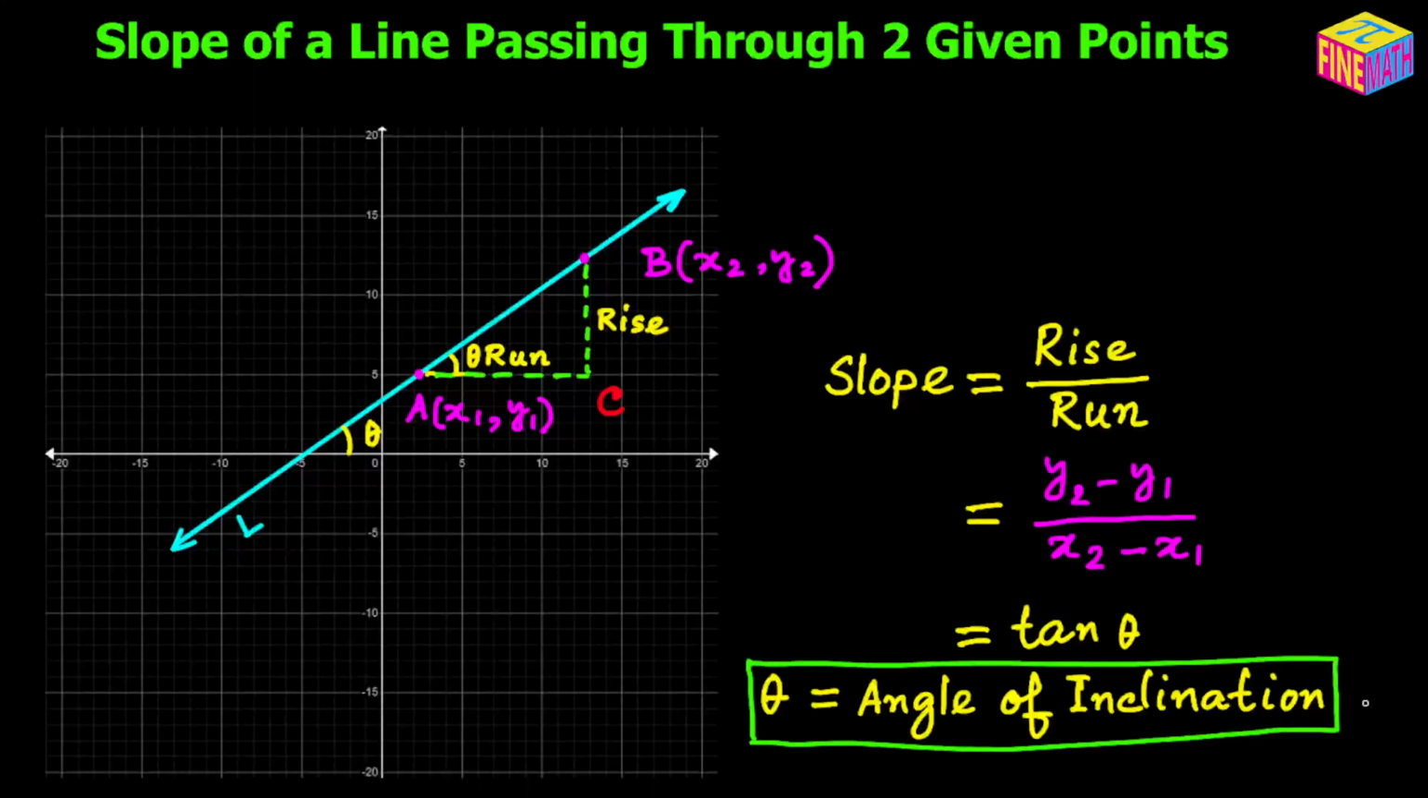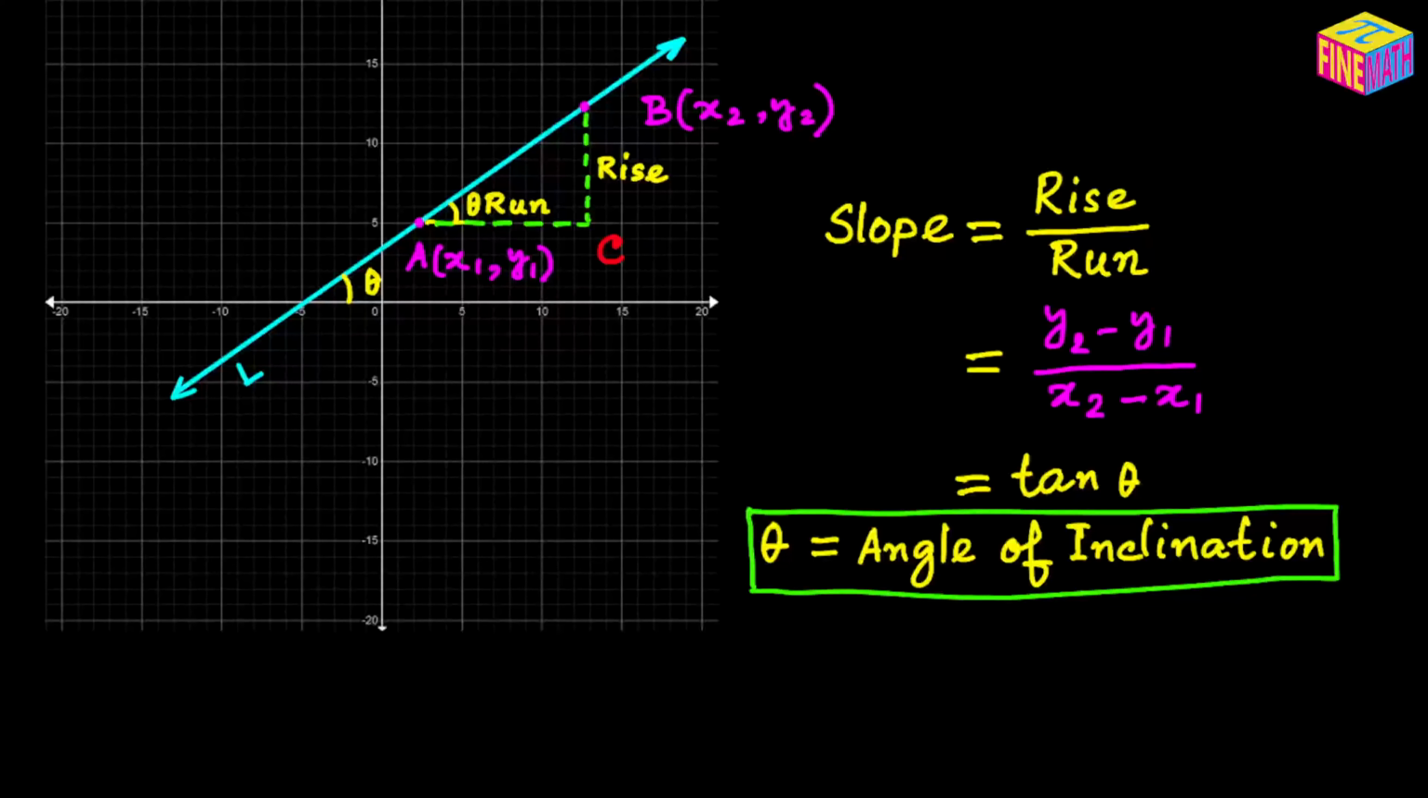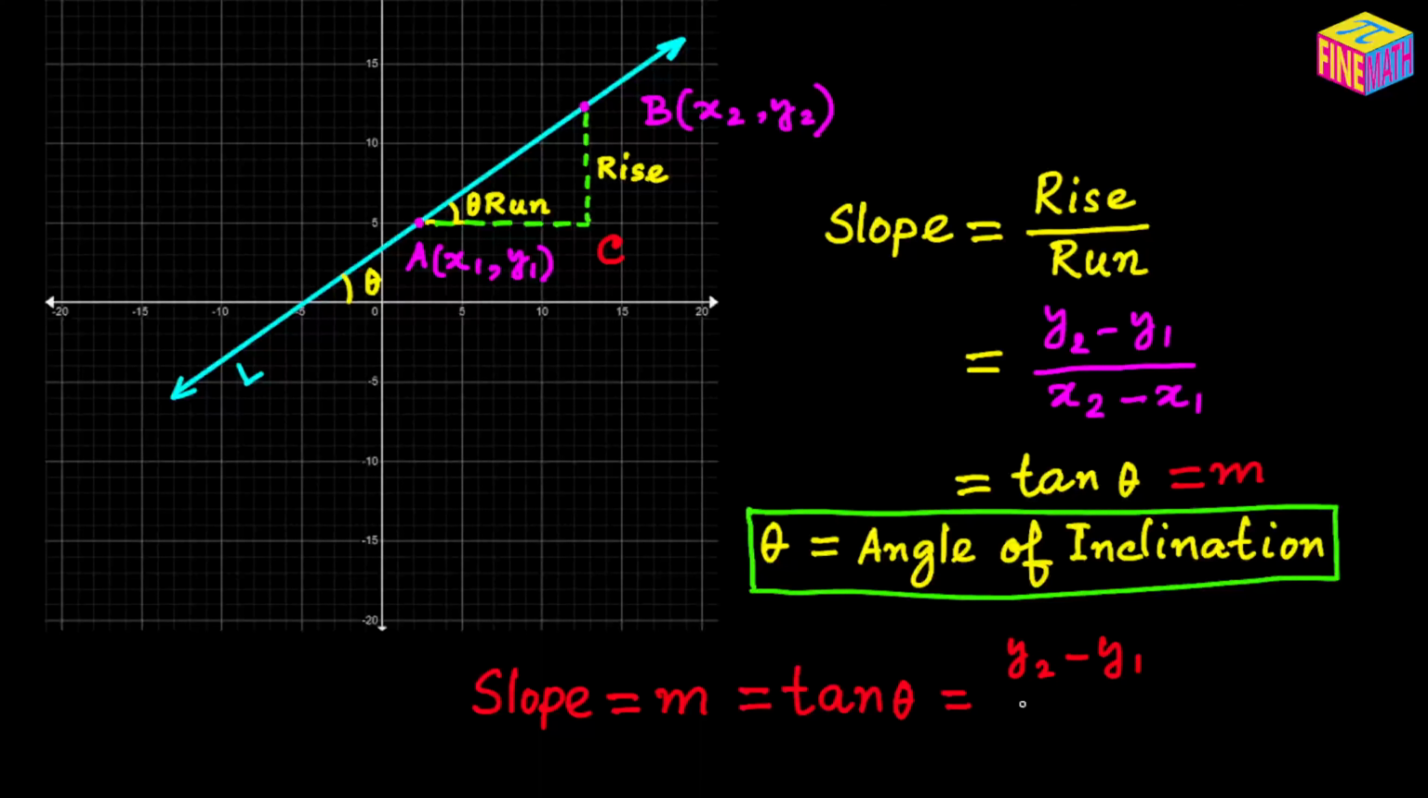Alright, so theta is the angle of inclination, and the slope will be equal to the value of tangent of theta, which we can also indicate as m. Generally the slope is indicated by lowercase m. Here is a quick summary: the slope, denoted by m, is equal to tangent of theta, and in this particular example it will be y sub 2 minus y sub 1 divided by x sub 2 minus x sub 1.